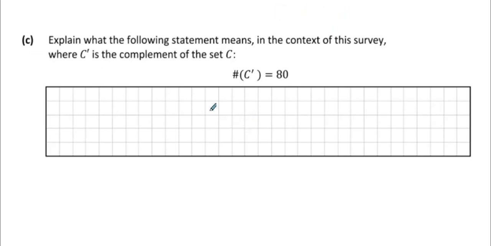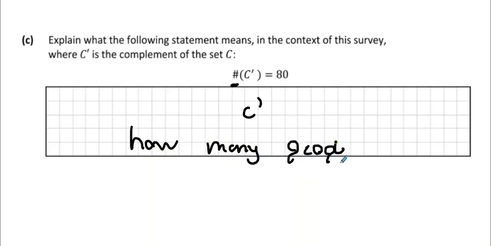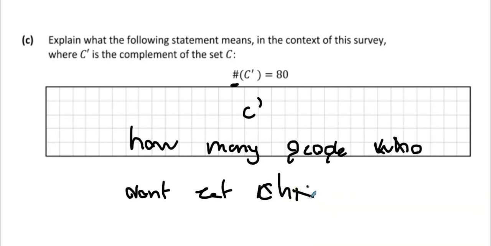Harris, get up. Next one. Explain what the following statement means. Hashtag means how many. C dash means everybody outside of Chinese food. So what does that mean? How many people don't like Chinese or don't eat Chinese? Who don't eat Chinese? 80. Is that all right? Sorry, my writing is terrible today. Yes.